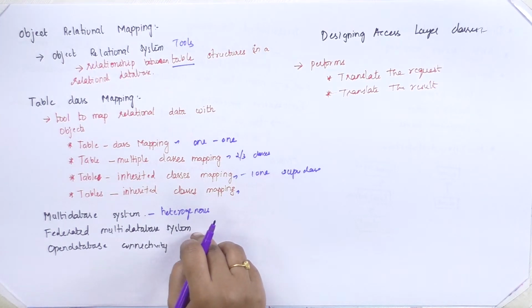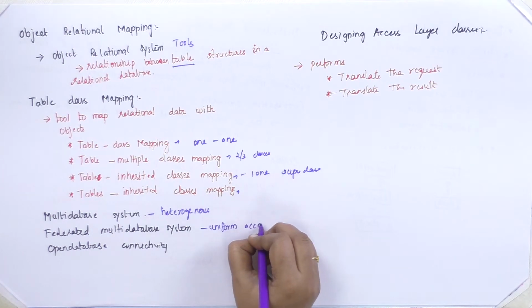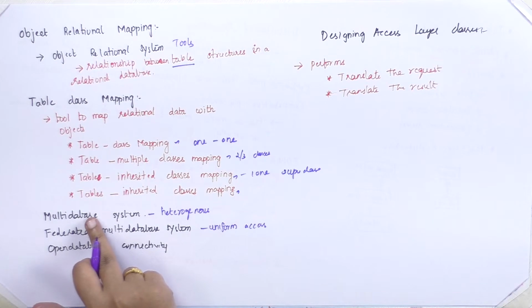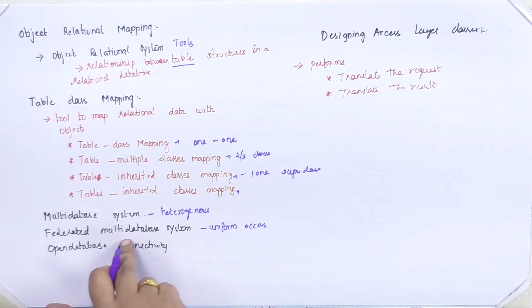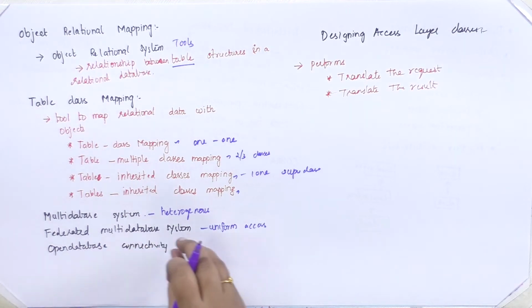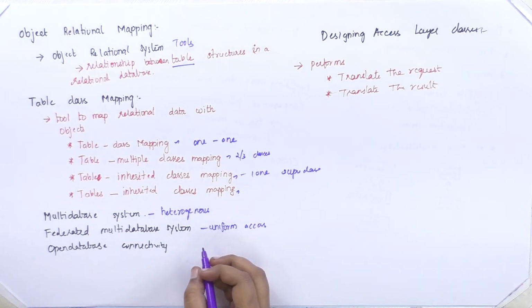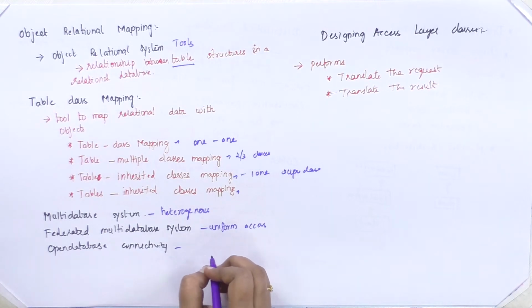A federated multidatabase system provides uniform access. So it gives a common access to the data stored in multiple databases. In a multidatabase system you have data stored in multiple places, multiple databases. But in a federated multidatabase system, all the data stored in different systems has uniform access. Open database connectivity, that is ODBC, is an application used to provide a vendor-neutral mechanism for independently accessing multiple database systems.